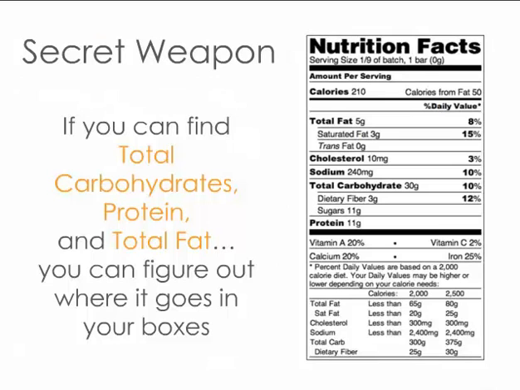By looking at a food label, you can figure out how many of your boxes you need to count. If you can find 3 nutrients, total carbohydrate, protein, and total fat on your food label, you can figure out where it goes in your boxes. You'll be in business. Let me show you how.